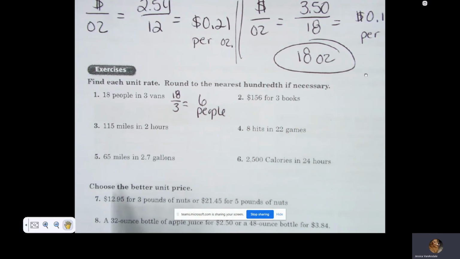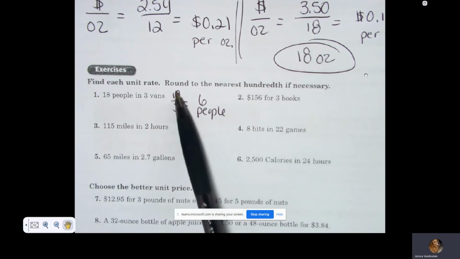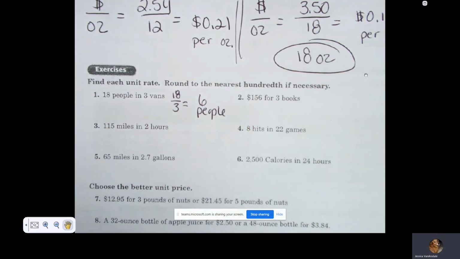So we're going to quietly get through these 1 through 8. When you get down to 7 or 8, you've got to think a little bit more. You need to watch your rounding here because it says round to the nearest hundredth if necessary. So if you get a big long decimal, you've got to round to the nearest hundredth. You've got to remember how to do that from elementary school.